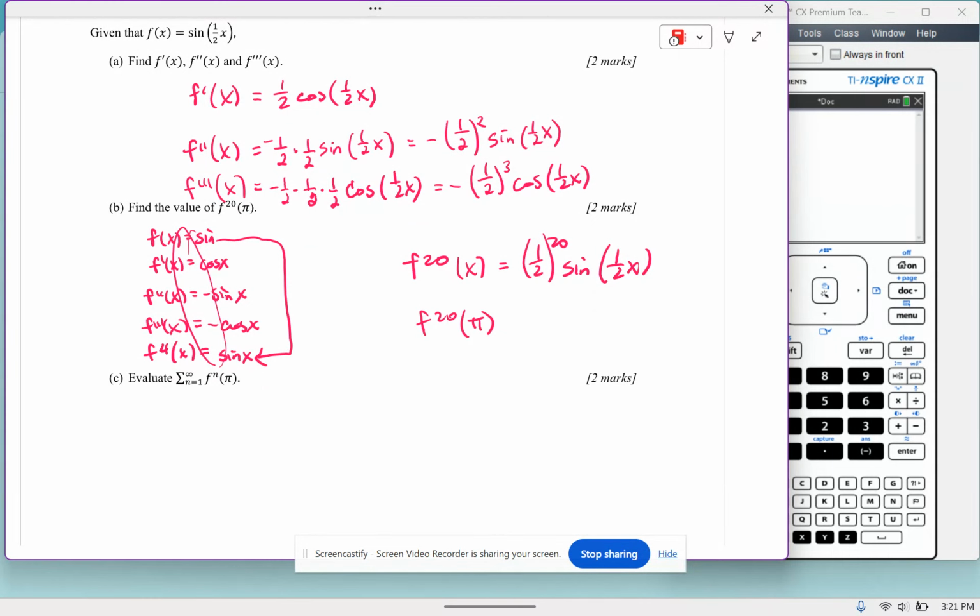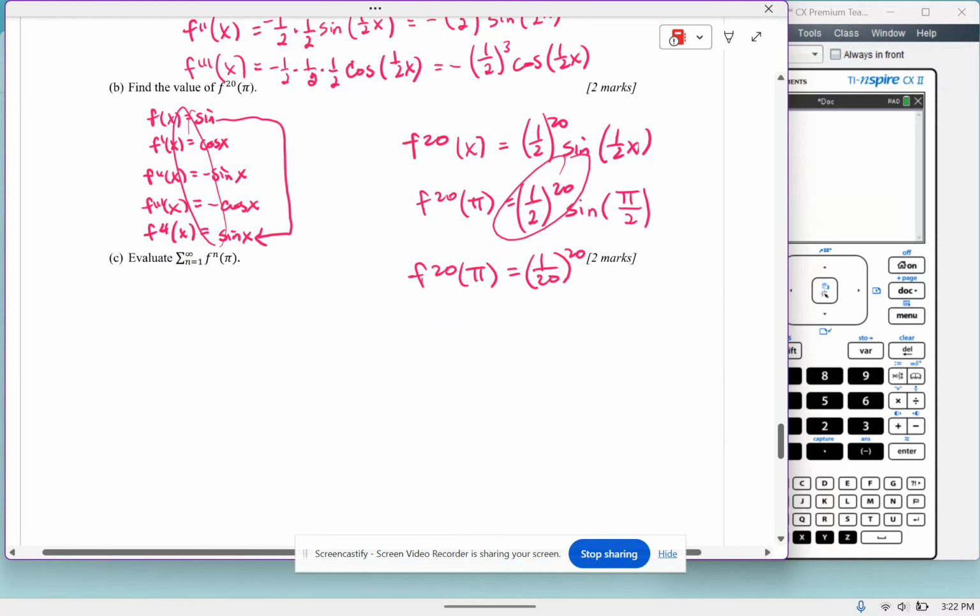F of 20 of pi is equal to 1/2 to the 20th times the sine of pi over 2. X is pi, so it's 1/2 times pi, which is pi over 2. I just had a brain fart. So what's the sine of pi over 2? 1. So you just have to type this in your calculator. It also accepted this. This is a totally fine answer. But I think the answer that you got if you typed it in was this also.